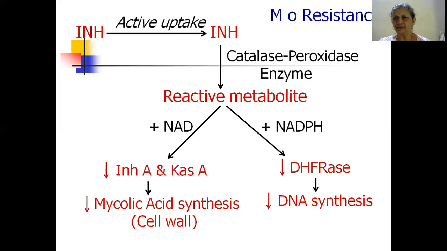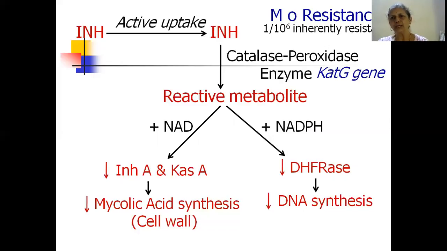So what is the mechanism of development of resistance to INH? We saw that 1 in 10 raised to 6, that is 1 in 10 lakh tubercle bacilli, could be inherently resistant to INH. The mechanism of this resistance is that the gene coding for the activating enzyme, catalase peroxidase enzyme, undergoes mutation, so that the proper enzyme required to activate INH, to convert INH into the reactive metabolite, is not available. So the reactive metabolite will not be formed.